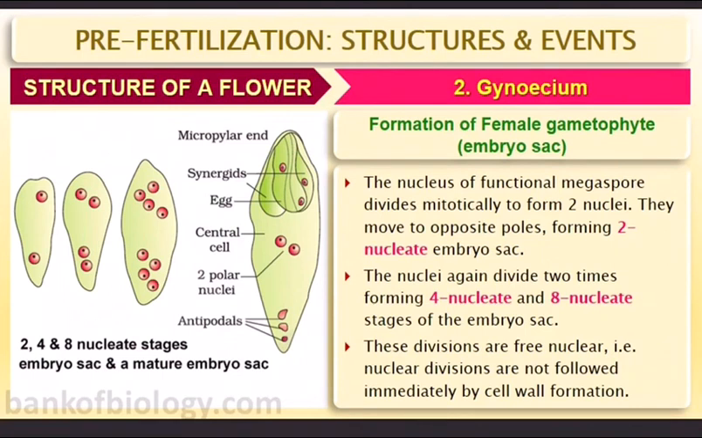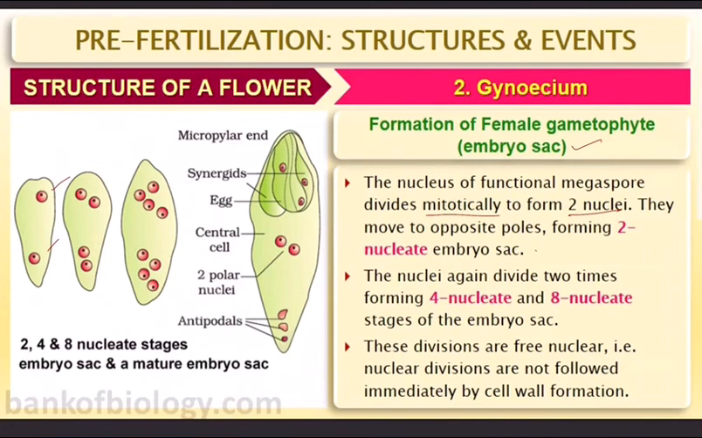And then the nucleus of the functional megaspore starts dividing. So this is how the female gametophyte, the embryo sac, is formed. Now we understand it with the different stages. The nucleus of the functional megaspore divides mitotically. Now it is mitosis to form 2 nuclei.